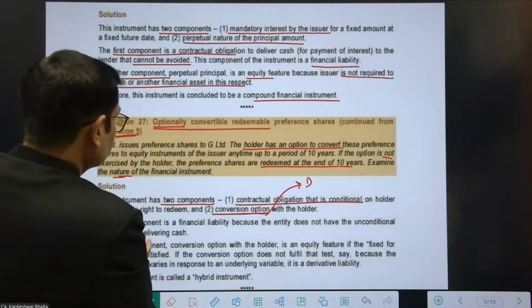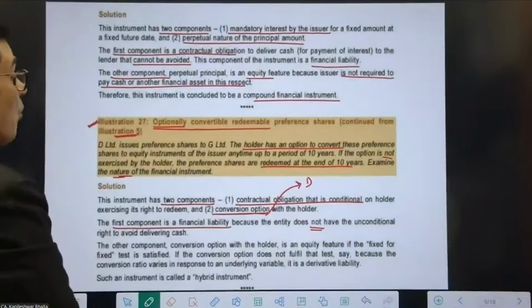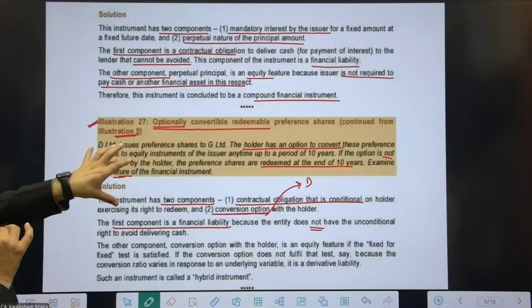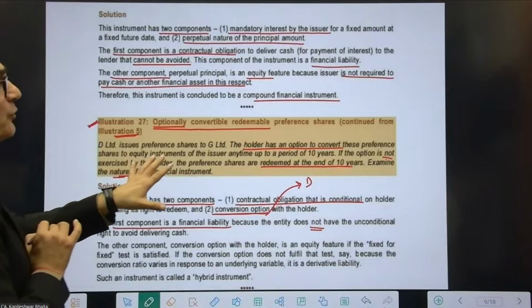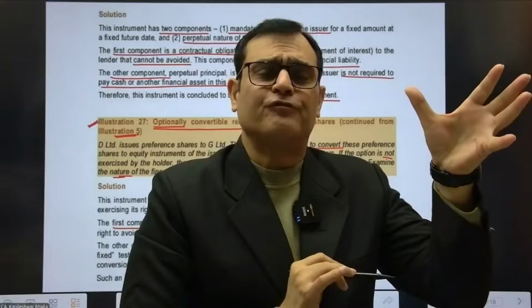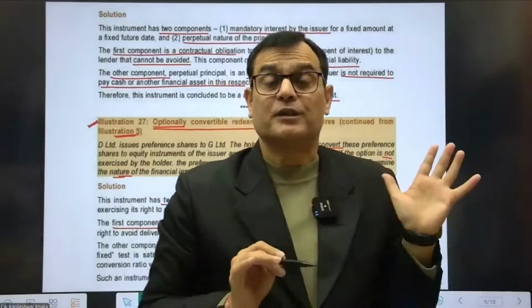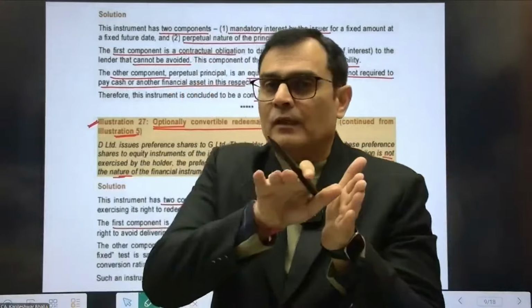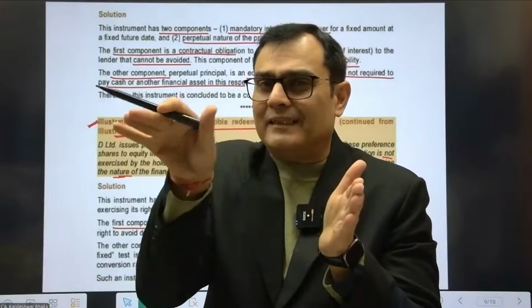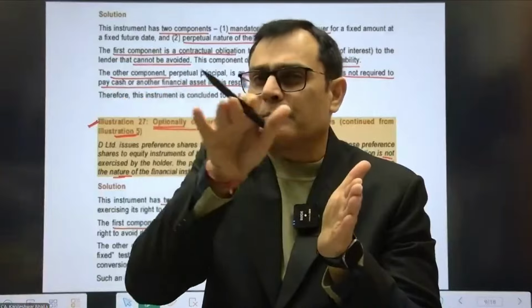The first component is a financial liability because the entity does not have an unconditional right to avoid paying cash. So in this case, the payment of the interest, though we are not given any details regarding the interest rates, we can definitely say that the first element of making a payment of interest and the principal is a financial liability. But when you go to calculate the financial liability, the coupon rate at which you're paying the interest will be lesser as compared to the non-convertible instrument. So will that make it a CFI? Tell me.